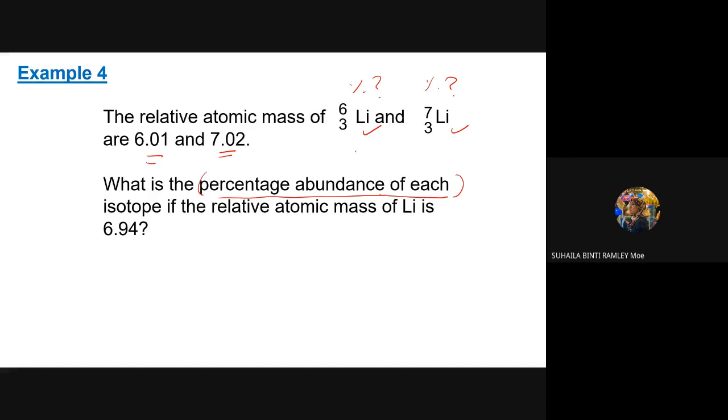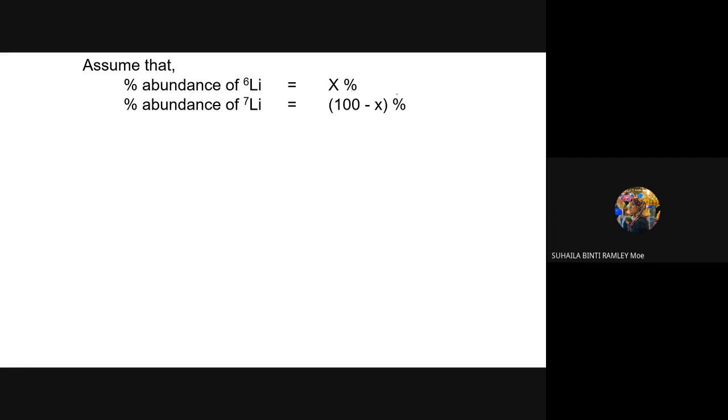If we have two unknowns, we need to assume one of these as X. We know that the total percentage for lithium 6 and lithium 7 will become 100%. So we assume that the relative percentage abundance for lithium 6 is X, and lithium 7 is 100 minus X, because we know these two will become 100. Can we assume this one as Y? No.